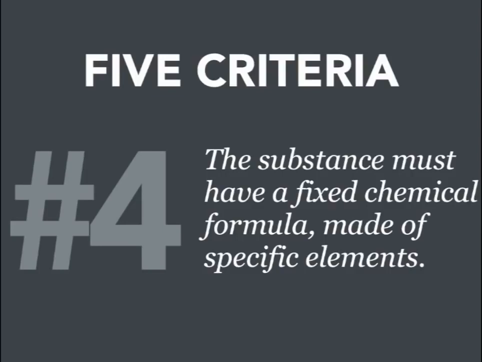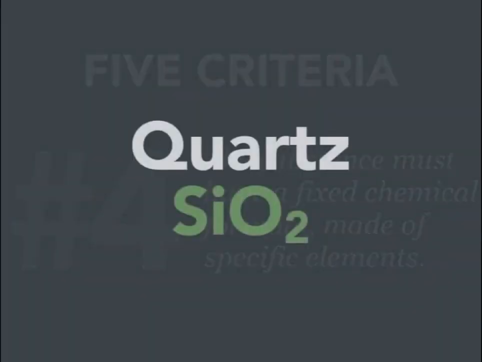Number 4, the substance must have a fixed chemical formula, meaning it's made up of a specific combination of elements. Let me give you an example. The mineral quartz is composed of silicon and oxygen bonded together, specifically 1 silicon bonded to 2 oxygen atoms. All quartz is made of this chemical formula.